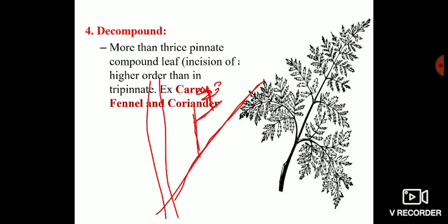I will repeat this type. If you have a compound leaf and that compound leaf shows pinnation, it shows incision more than thrice, or you can say it is a pinnately compound leaf, but this pinnately compound leaf shows pinnation more than three orders, that type of leaf is known as the decompound leaf. This is all about the pinnately compound leaves, and in the next part we are going to deal with the palmately compound leaves. I hope you all understand this.